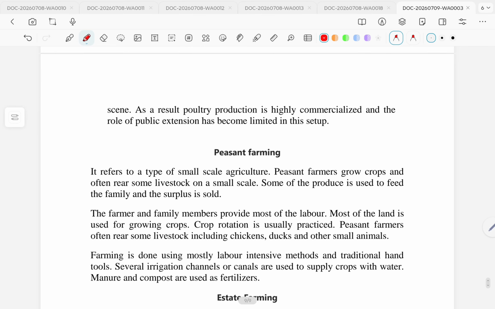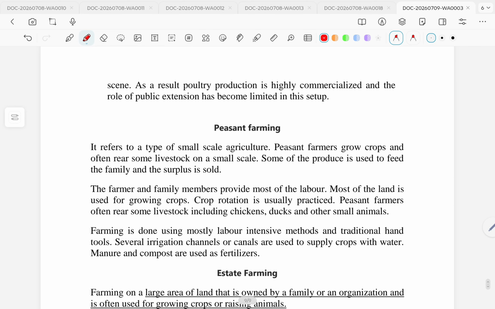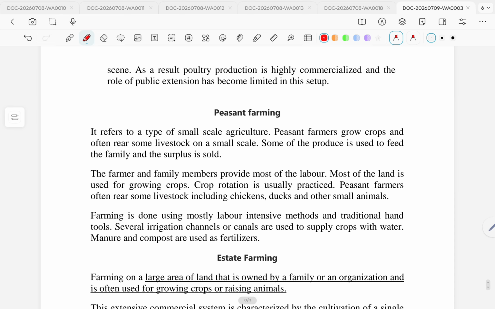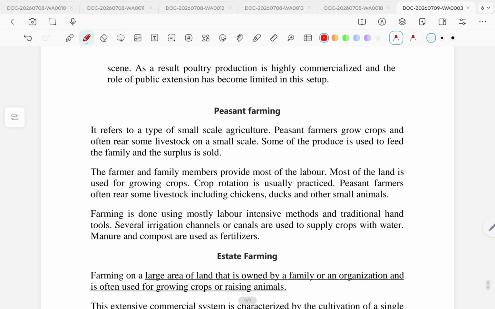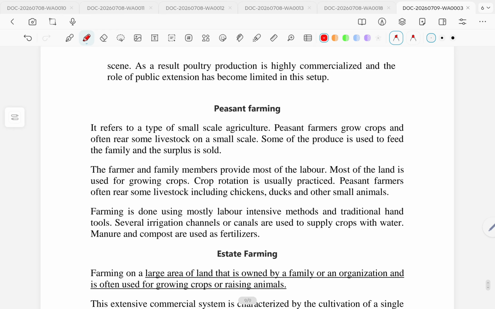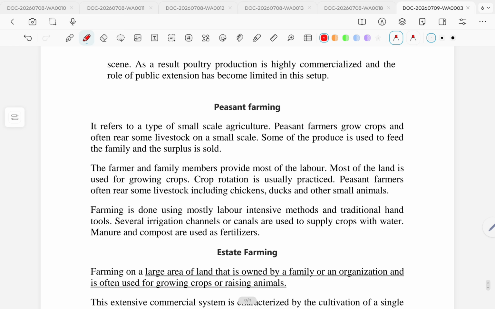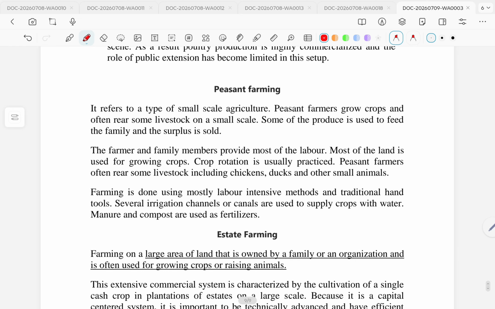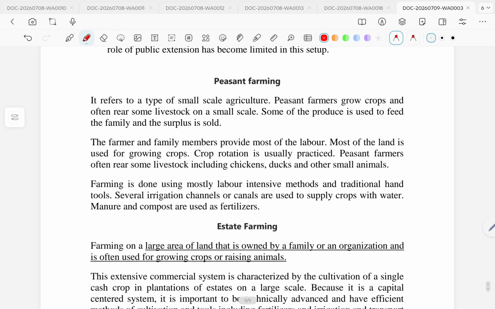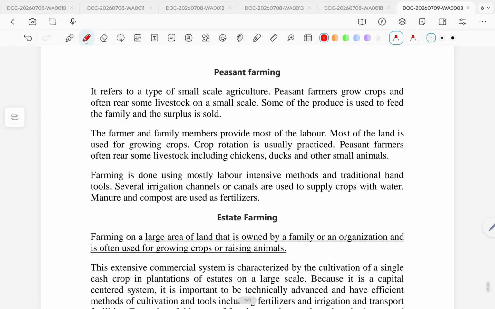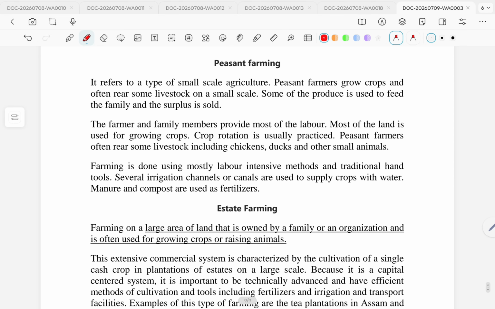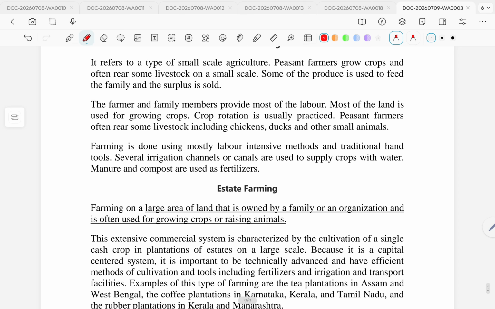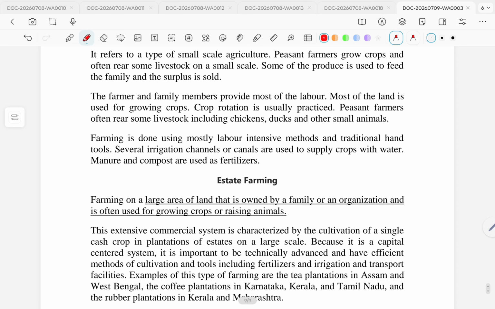Fish and farming. It refers to a type of small scale agriculture. Fijian farmers grow crops and often rear some livestock on a small scale. Some of the produce is used to feed the family and the surplus is sold. The farmer and family members provide most of the labor, and most of the land is used for growing crops. Crop rotation is usually practiced.